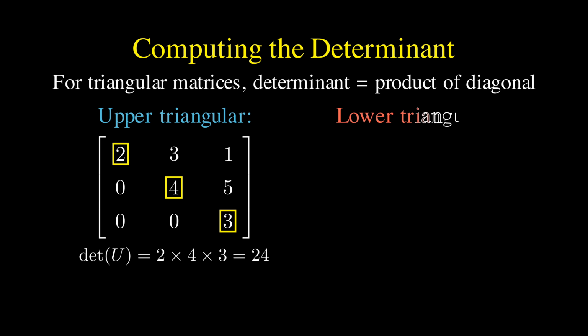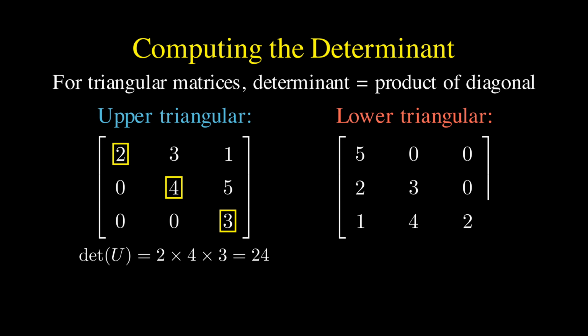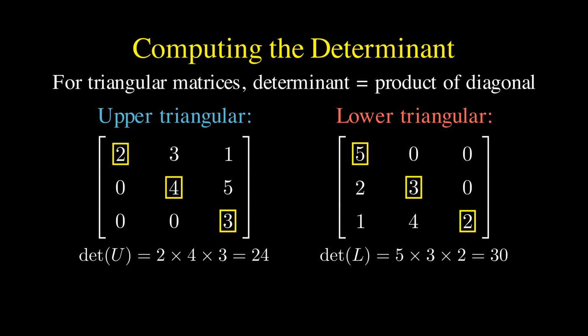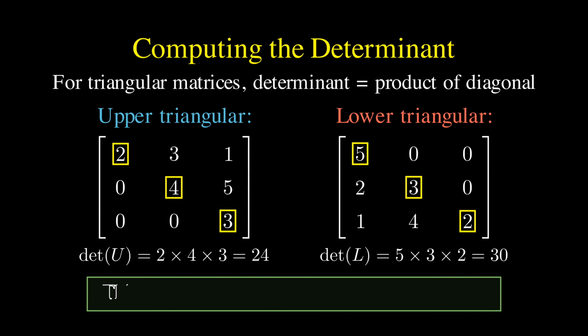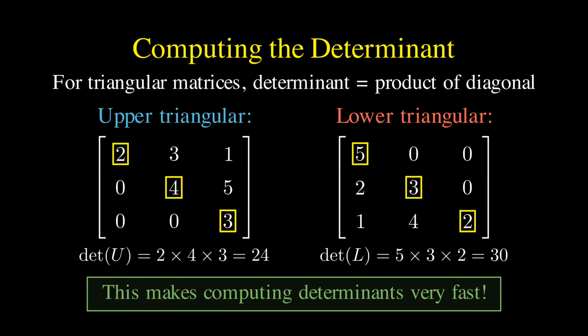The same goes for lower triangular matrices. If the diagonal has 5, 3, and 2, then the determinant is 5 times 3 times 2, which equals 30. This makes computing determinants incredibly fast compared to general matrices.